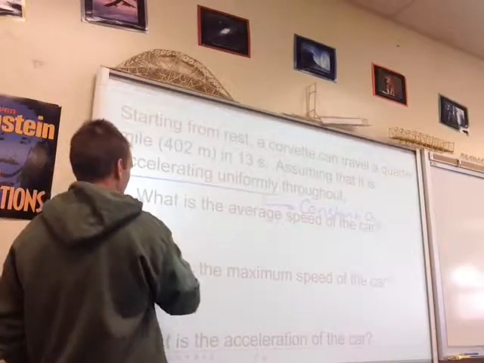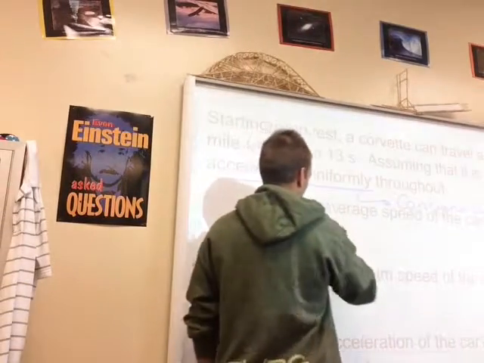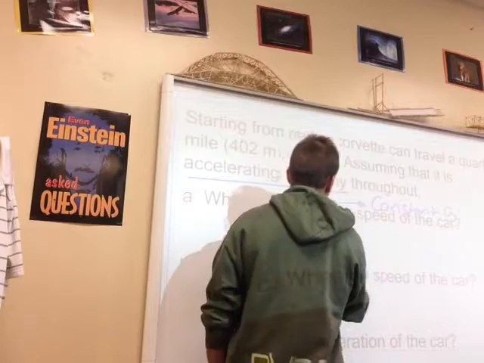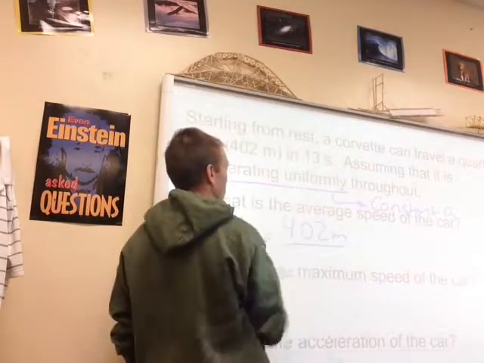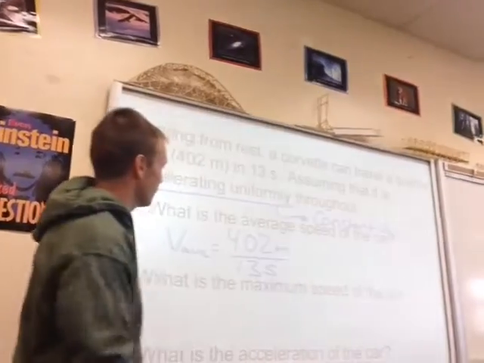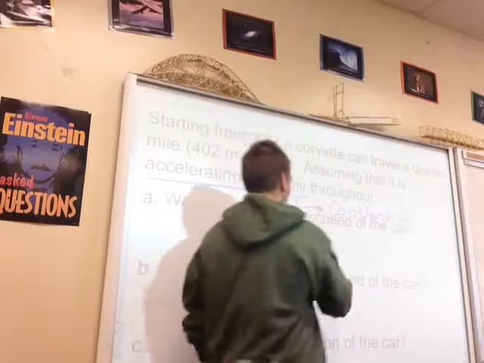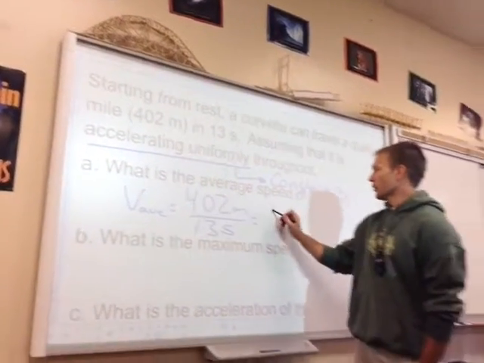So I'm going to say average speed is distance, 402 meters. And notice the way I'm showing my work here. This is what you guys need to get in the habit of doing. Divided by 13 seconds. So now it's just a calculator deal, right? Plug that into the calculator, and don't you get 30.8?